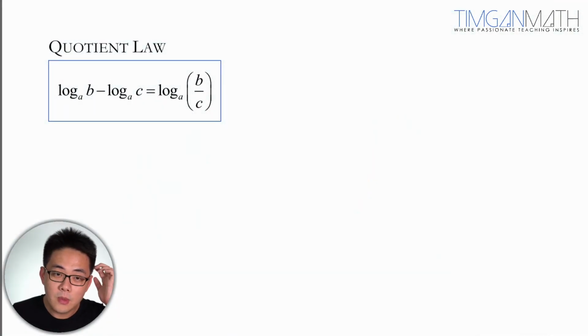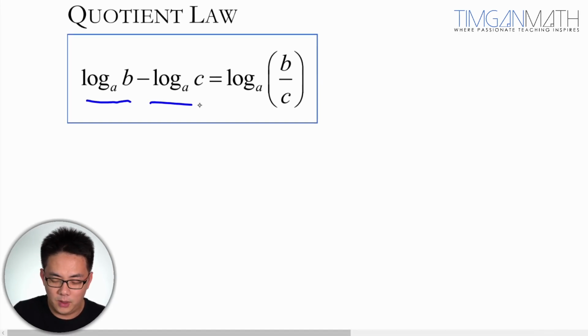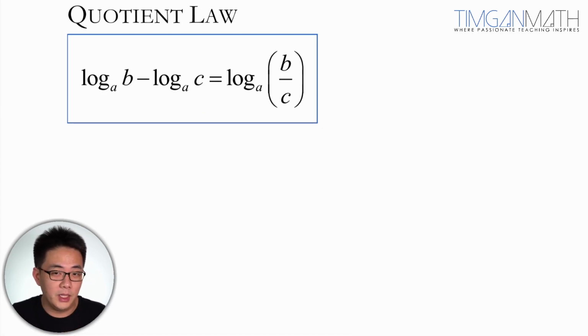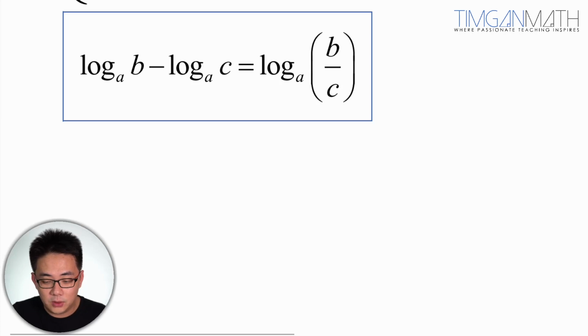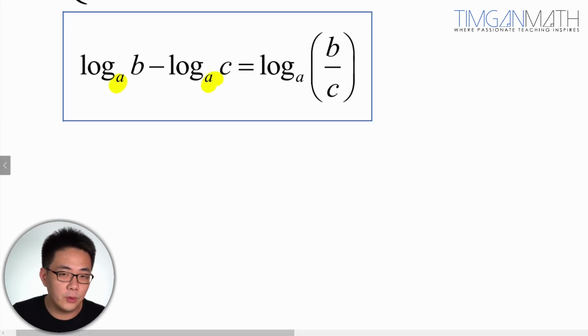Hi students, let's look at the application of the quotient law for logarithmic functions. So you're given log b base a and log c base a. When you subtract them, the difference between them would be log of b over c, base a, right? So it's similar to the product rule in the sense that both have to be the same base.